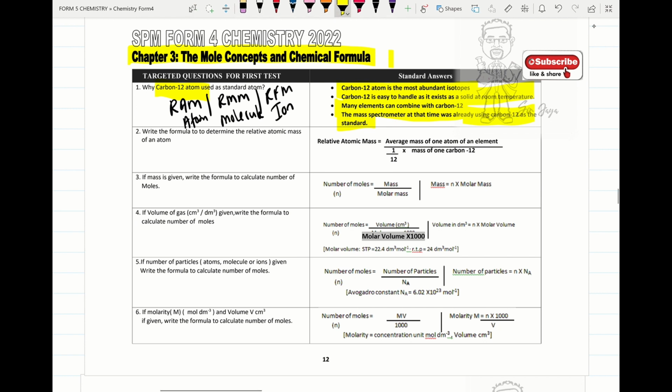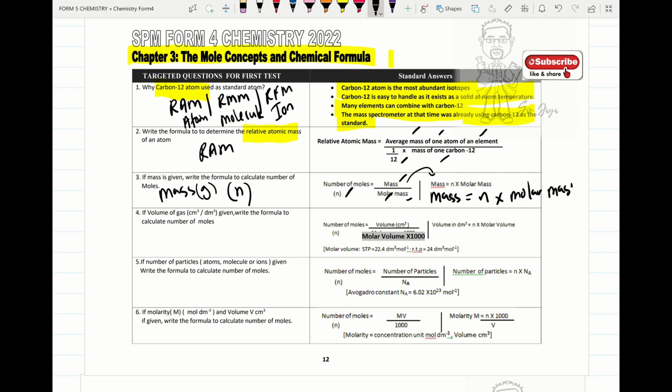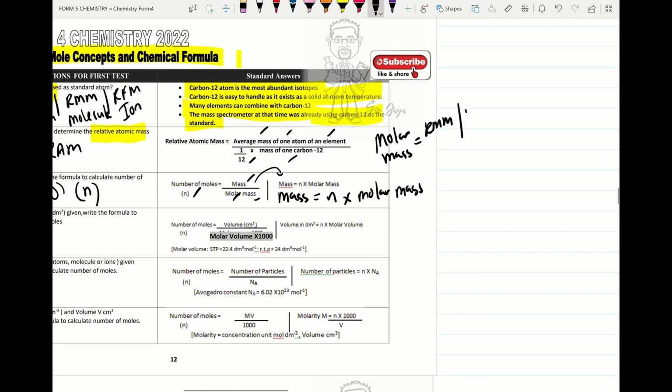If they ask for the formula of relative atomic mass: the average mass of one atom of an element compared with 1/12 the mass of one carbon-12 atom. If in the exam the mass is given in grams, how to find the number of moles? Mass over molar mass. From here I get one more formula, which is for mass. How to find the mass? We take the number of moles times the molar mass. How to find the molar mass? We use the method to calculate RMM or RFM.